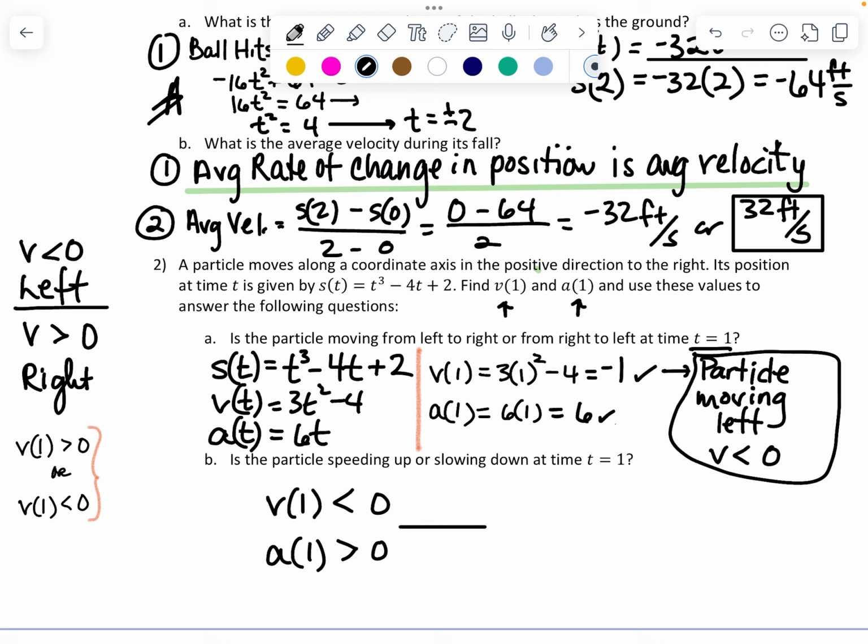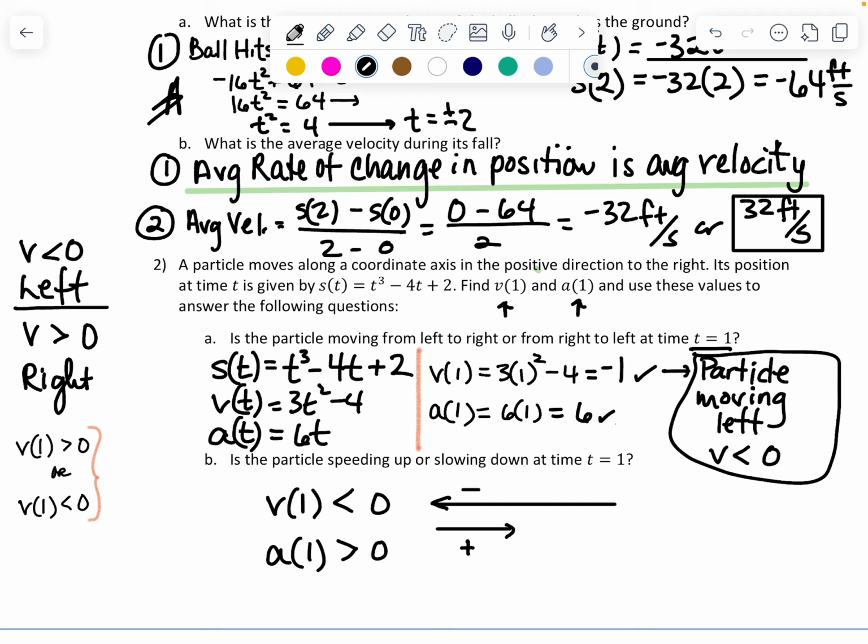That means, picture it this way. Okay, so you're moving left, but the acceleration is greater than 0. So what I'm going to do is show you what velocity would look like. So velocity, you're moving that way, right? You're moving left. But acceleration is moving right, going to the right. It's moving in the positive direction. So picture it like this. Your velocity is negative because you're moving left, but your acceleration is positive.